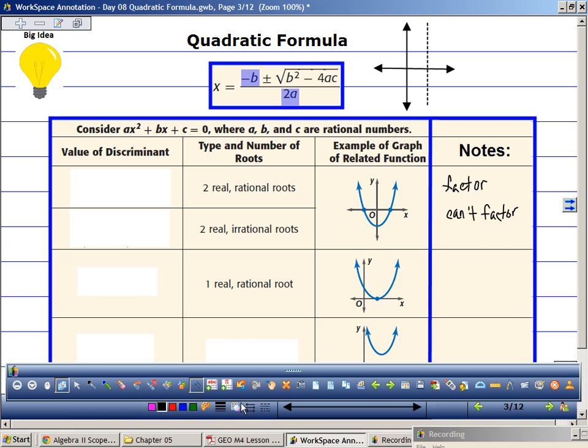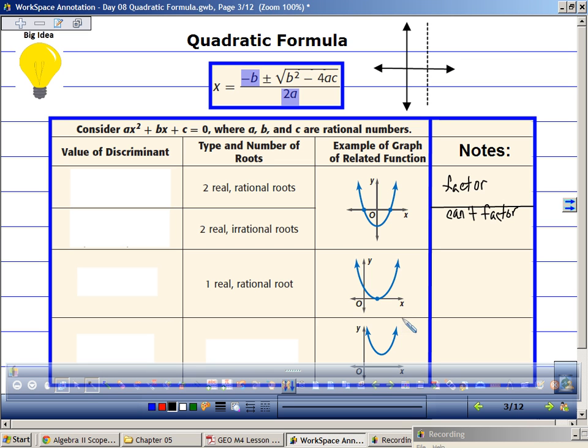No, because if x box, you would be able to eventually factor. But if it's not factorable, what would be your next step to find roots? Oh, that's by graphing. Brandon? Quadratic formula. Can't factor, so the quad formula.